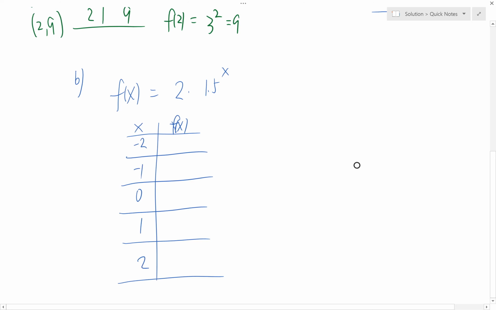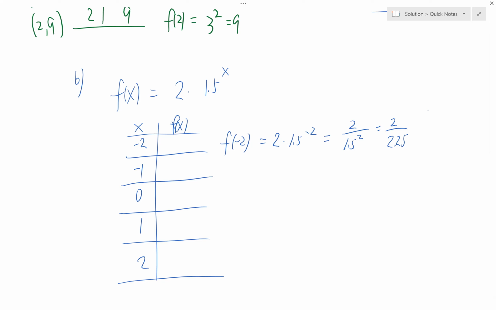And then let's find out all the x values. So after -2 should be 2 times 1.5 to the -2nd power. And this will turn out to be 2 over 1.5 to the 2nd power. So 2 over 2.25. And let's see what that is. It's 2 over 2.25, and it's 0.89 approximately. So again, we don't get an exact answer, but we get an approximate answer, 0.89.